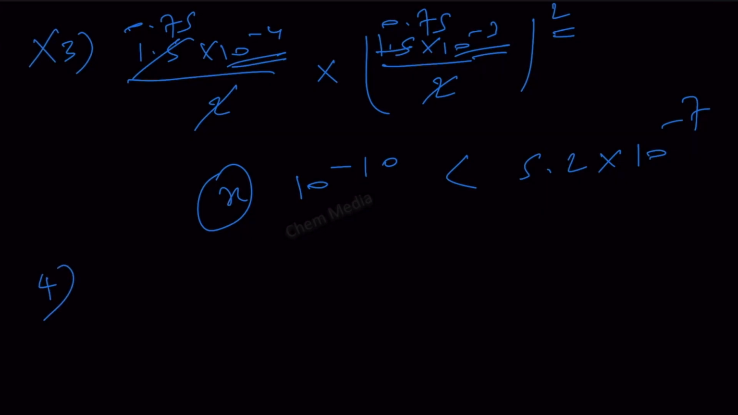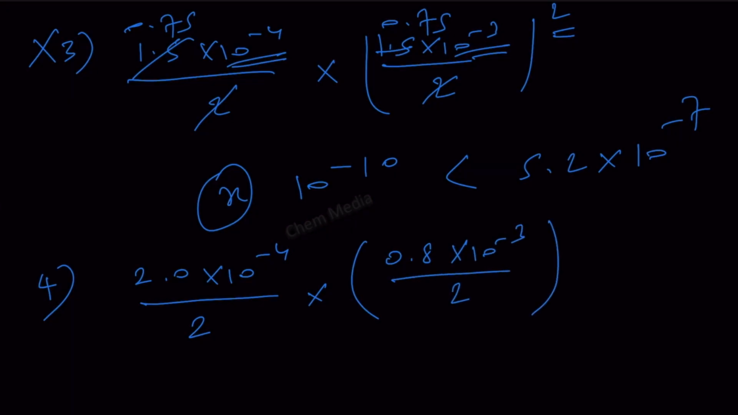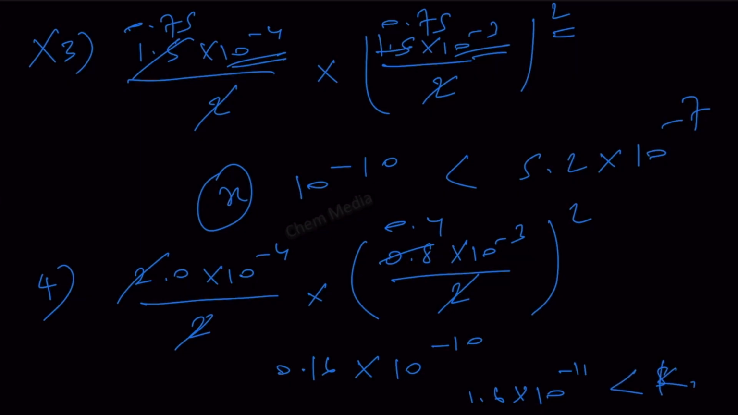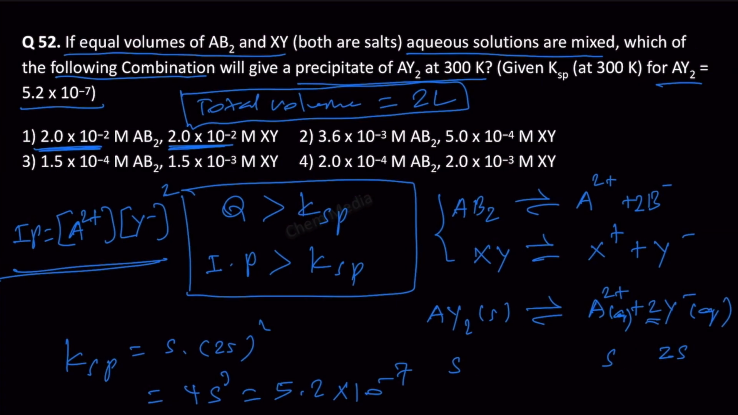How about 4? In 4 we have 2 times 10 to the power minus 4 divided by 2 times 0.8 times 10 to the power minus 3 divided by 2 whole square. So this becomes 0.4. 2 we can cancel. So this will be 0.16 times 10 to the power minus 10. Even if we write it as 1.6, then it would become 10 to the power minus 11, which is less than KSP. So therefore 4 is also wrong. So this means that option 1 is correct.